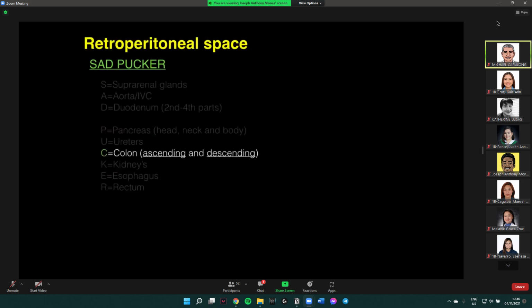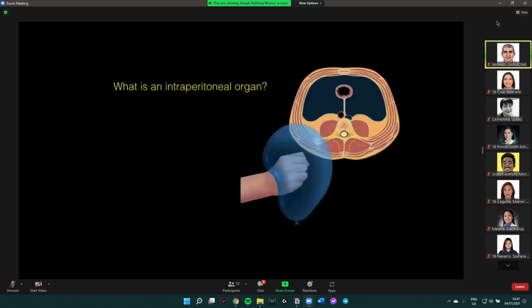Now, I do want to make a mention here that most surgeons do not consider the ascending and descending colon as retroperitoneal. Most of them consider these as intraperitoneal because the way they move within the abdominal cavity is more like an intraperitoneal organ. So even though in embryology and most anatomy texts we talk about how the ascending and descending colon are retroperitoneal, in reality they don't function that way.